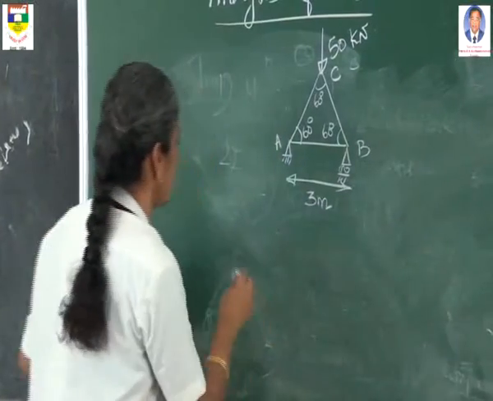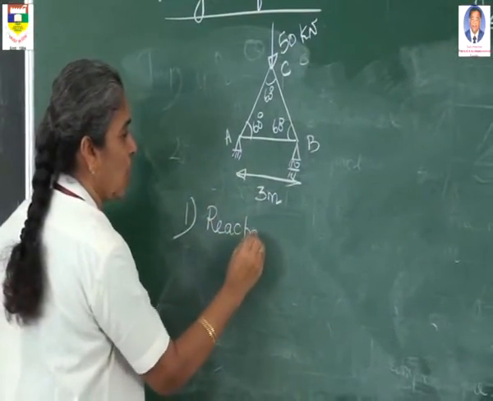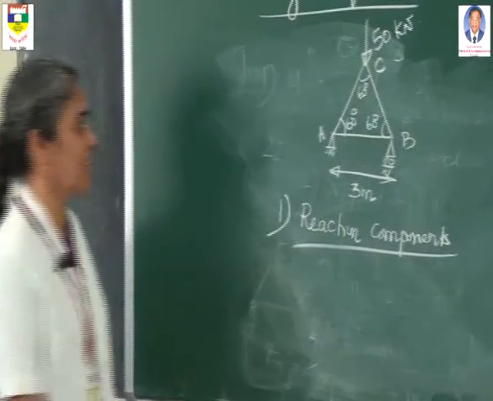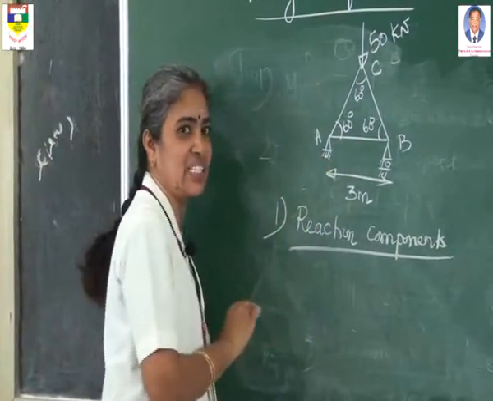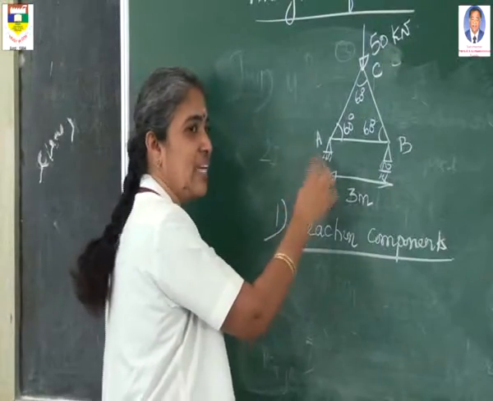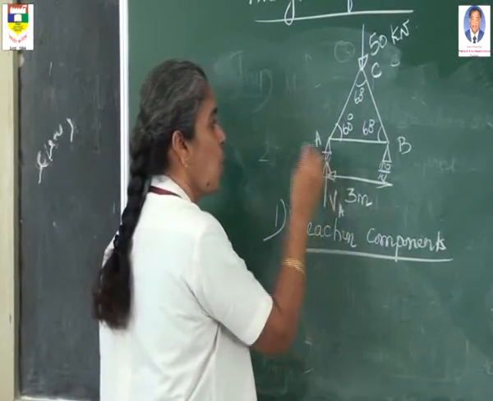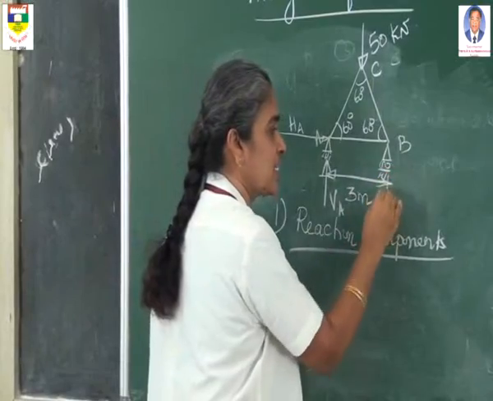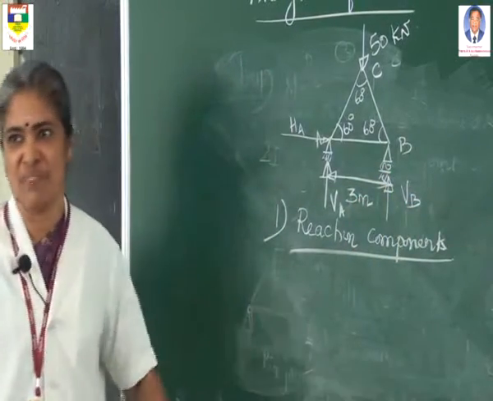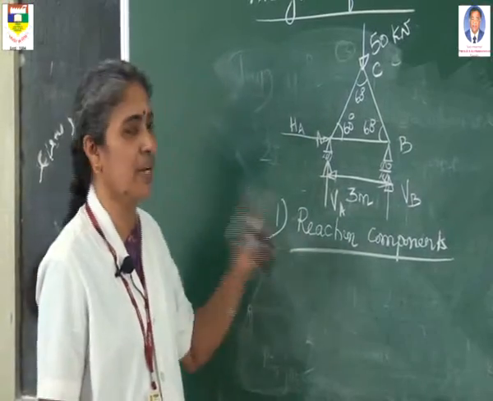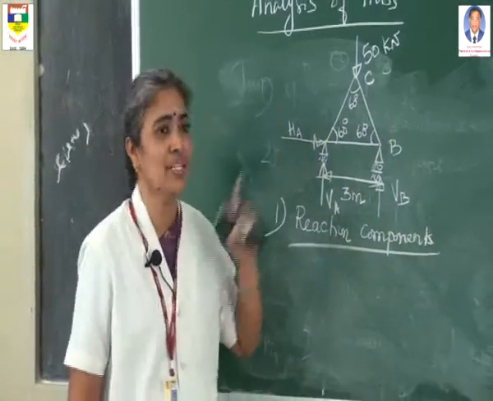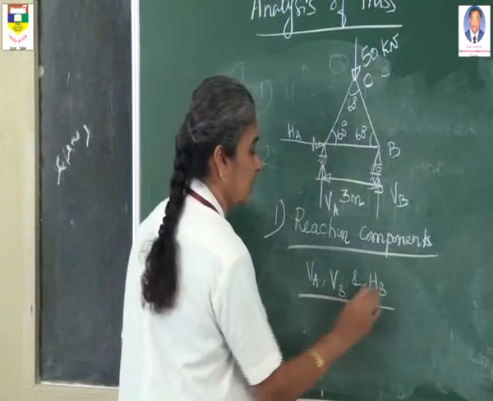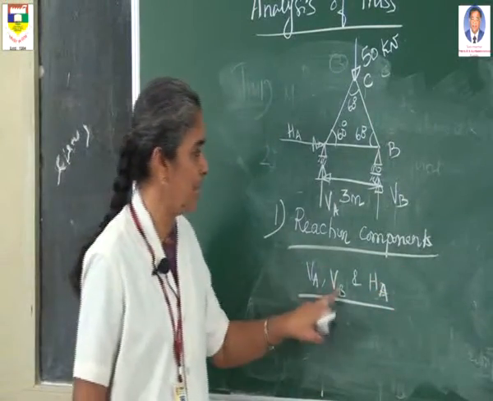To analyze the truss, the first step is to calculate the reaction components. To find the reaction components, first you have to identify the reactions. First you see the support A, where support A is a hinged support. It has 2 reaction components: one is VA, another one is HA. And this support is a roller support. It is subjected to only a reaction in the vertical direction, that is VB. So you have to determine 3 reaction components: VA, VB and HA.